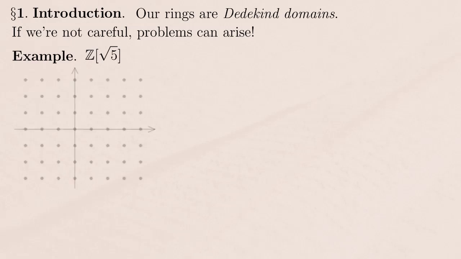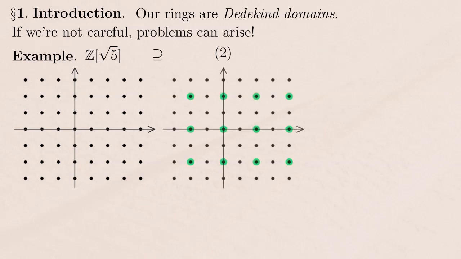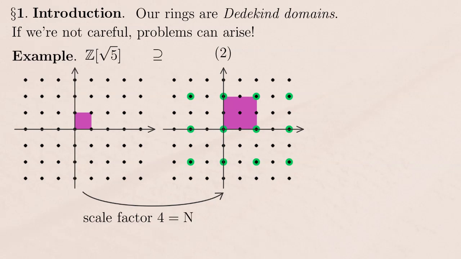Here's a picture of Z adjoin root 5 as a lattice, and here's the ideal generated by 2 inside it. Now remember that the norm of an ideal is a sort of area or volume scale factor. If you stretch this fundamental cell for the ring on the left to become a fundamental cell for the ideal on the right, you've had to stretch by a factor of 2 horizontally and 2 vertically, so 4 in total. The norm of the ideal 2 is 4.